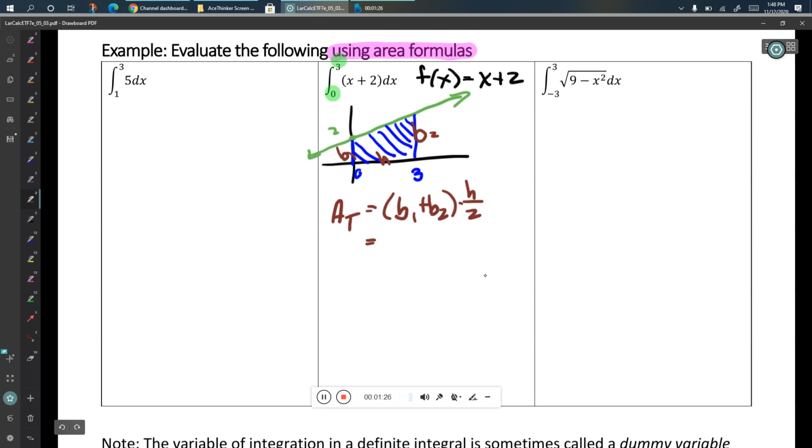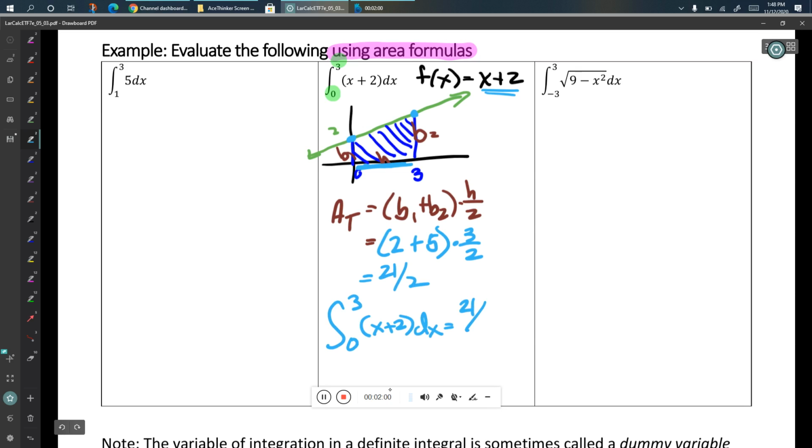Our base 1 is the y value of that left-hand edge. So it's right there. That's 2. Our base 2 is the y value here. So it's the y value when x is 3. So that's 5. Our height is this length, which is 3, divided by 2. 5 plus 2 is 7, so we got 21 halves. So then the definite integral from 0 to 3 of x plus 2 dx is equal to 21 halves.